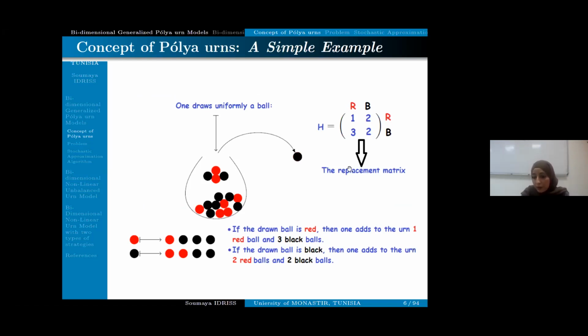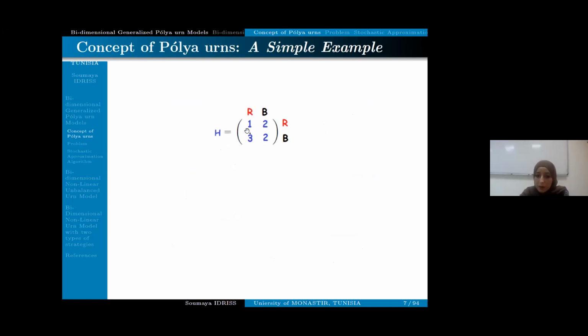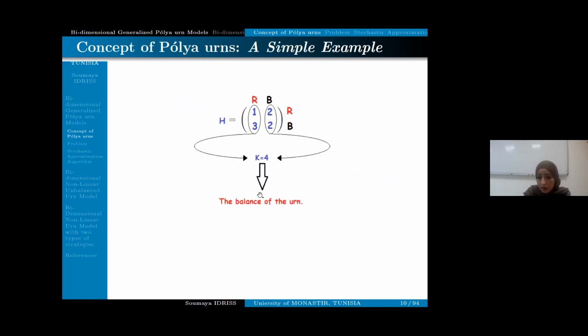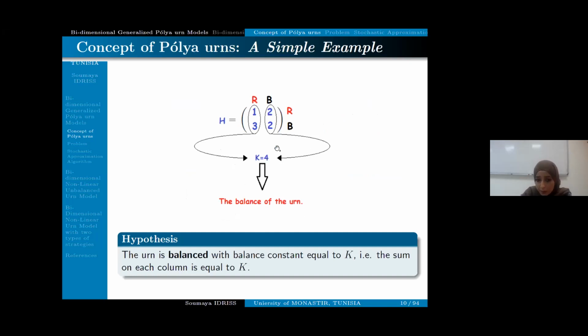So this matrix that we constructed here is called the replacement matrix. It's the matrix according to which the adding of balls to the urn occurs. Notice here that the sum on the first column equals the sum on the second column, which equals 4. In this example, this constant is called the balance constant. In this case, we say that the urn is balanced. So henceforth, the urn is said to be balanced with balance constant k if the sum on each column equals k.